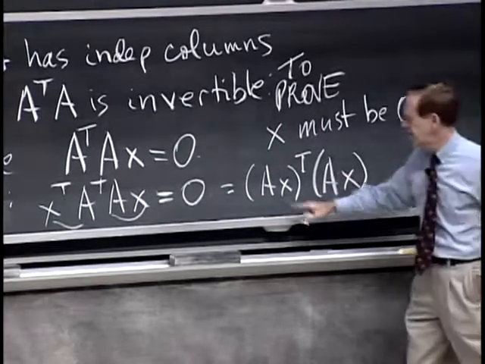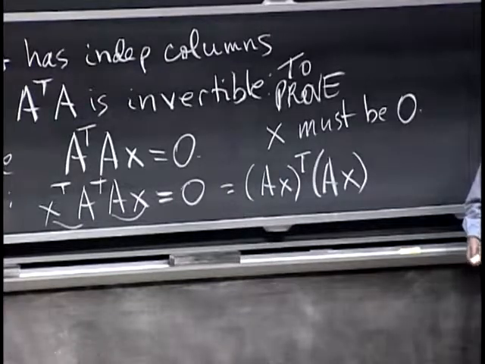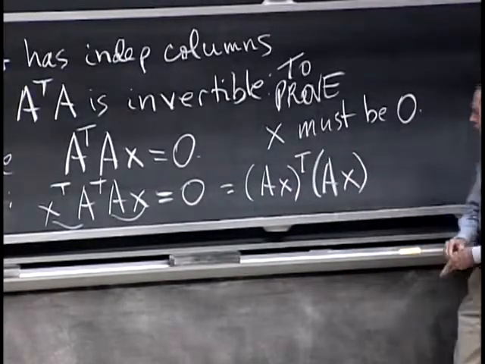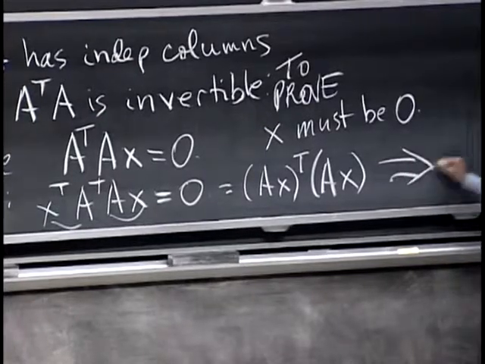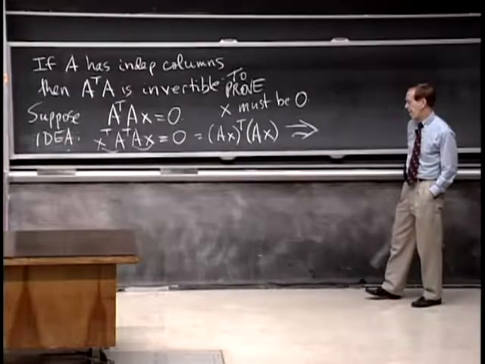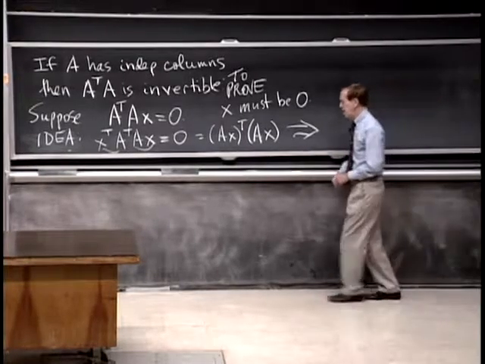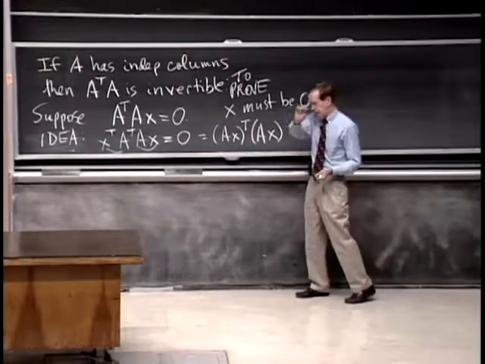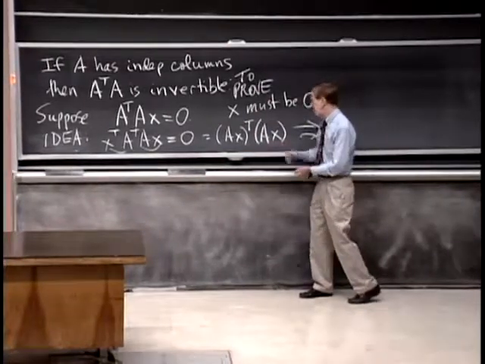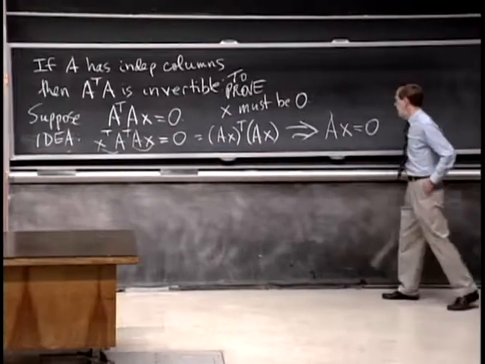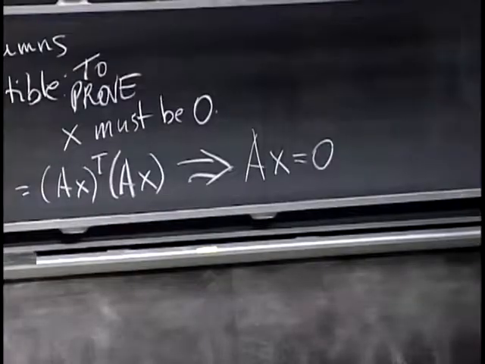Now, if Ax transpose Ax, let's call it y, if y transpose y is 0, what does that tell me? That the vector has to be 0, right? This is the length squared. That's the length of the vector Ax squared. That's Ax times Ax. So I conclude that Ax has to be 0. Well, I'm getting somewhere.